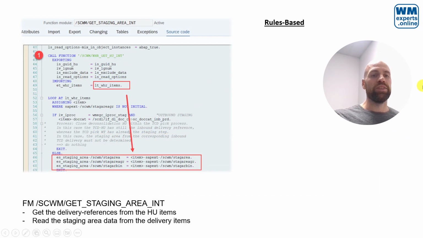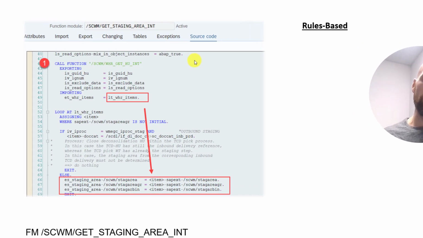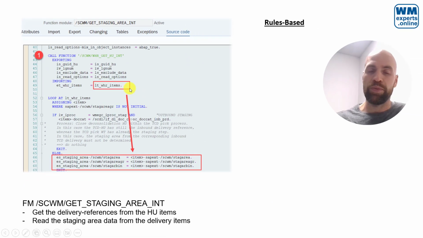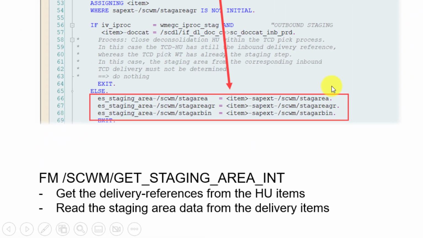And here we see the first thing that's happening is that we read from the HU. I remember we are talking about process-oriented storage control, so we always have an HU. And we read the HU items and the references to the warehouse request items. And then from those warehouse request items that we get based on the HU items, we get the staging data which has been determined for the delivery items way earlier.